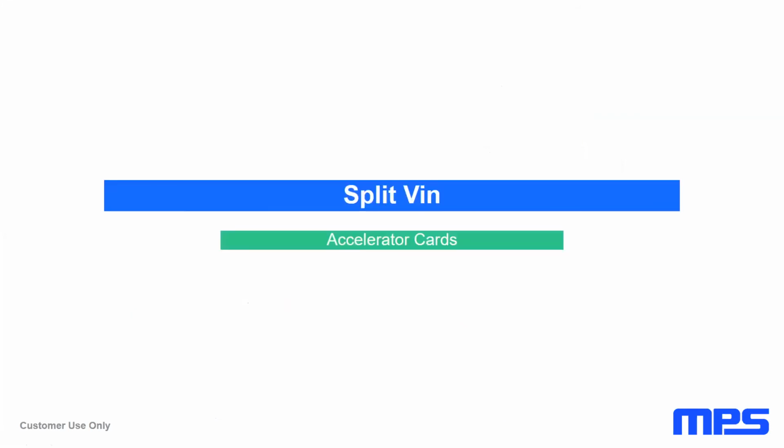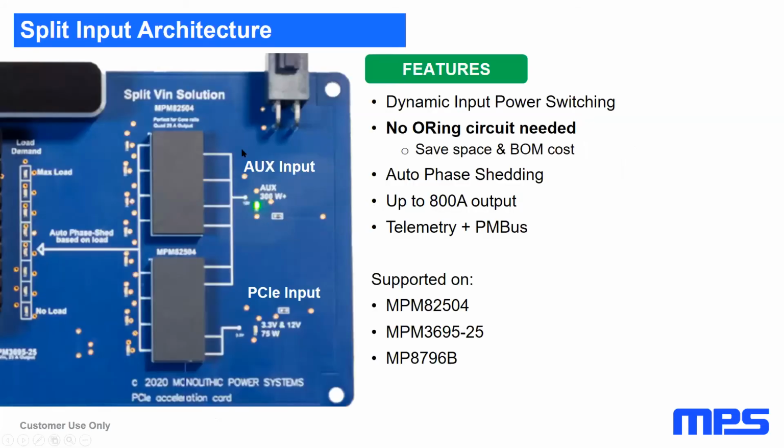So next, I want to jump into our split VN solution. This solution is something that we've really seen as a key benefit for the power module space. As I was showing on our demo before, and to break it down more, our split VN solution is really to allow for dynamic power sourcing.